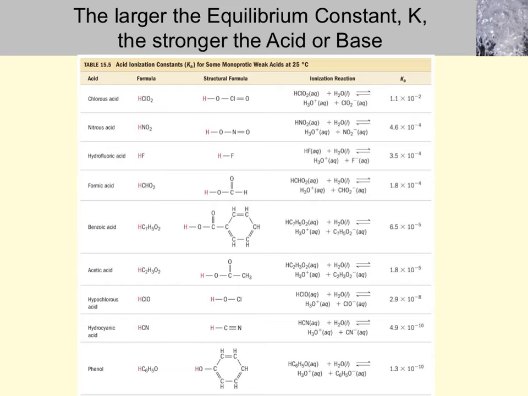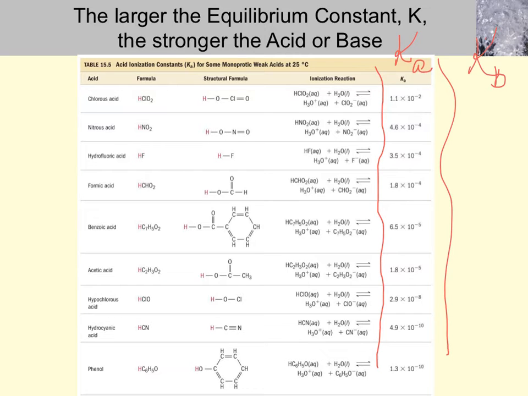So take a look at this table, and I mainly want you to look at equilibrium values. These are all acids, and so the equilibrium constant is called Ka, and you will notice later on we also have a Kb, which is the equilibrium that weak bases have in water. So remember what I just said in the last slide. The larger the Ka, the stronger the acid.